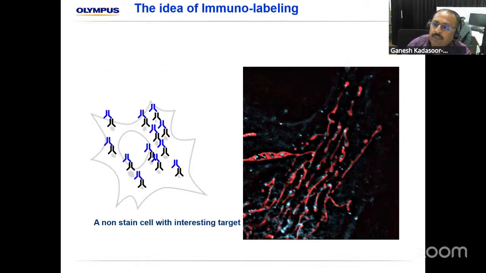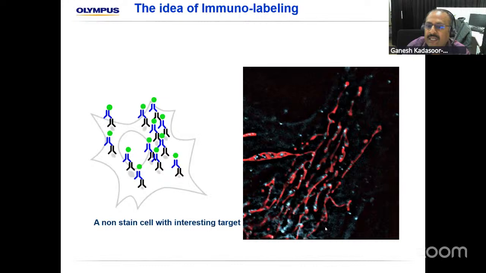The secondary antibody can go and bind to the epitopes of the primary antibody, but the secondary antibody is tagged with a fluorochrome called FITC or Alexa 488, and this fluorochrome will now be shining only on those regions where your particular protein is there.